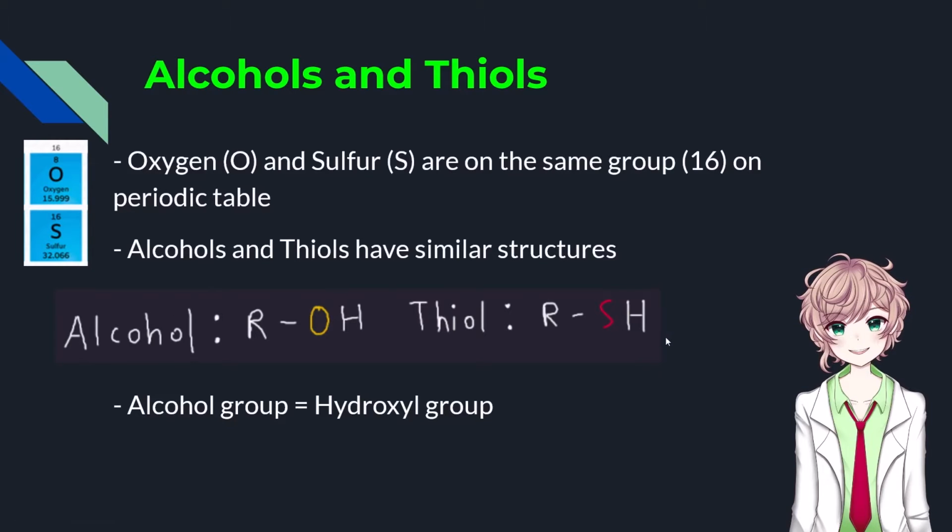So here are the structures of alcohols and thiols. You have R bonded to an OH. This OH over here is what we call an alcohol group. It's also synonymous with hydroxyl group, which you might see in textbooks or in language somewhere. A thiol group is similar in that it's R bonded to an SH. This SH group right here is a thiol group.